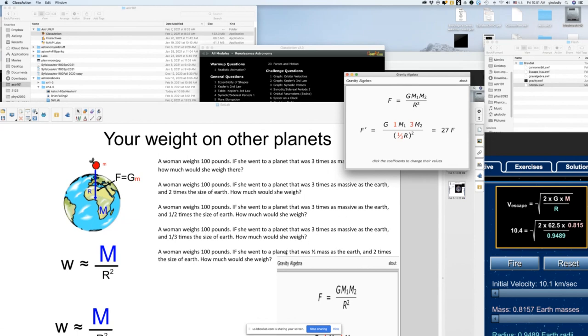How about the last one? If she went to a planet that was 1/2 the mass of Earth and 2 times the size of Earth, how much would she weigh? 1/2 the mass, all right, let me change this to 1/2, and 2 times the size, she would weigh 1/8. Okay, and this is 1/2 divided by 4, which is 1/8.